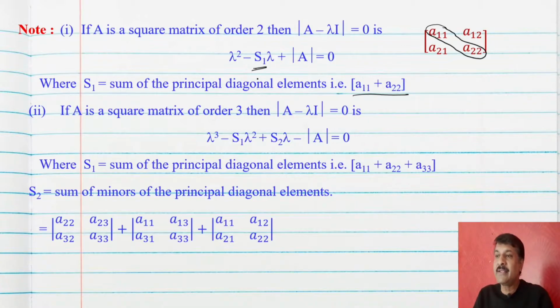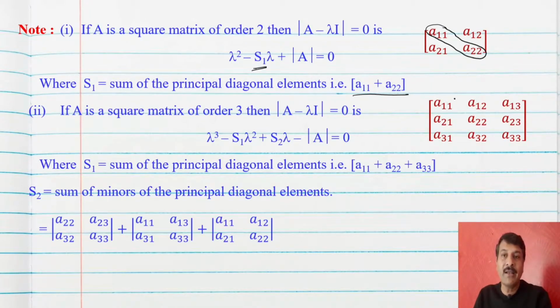And if A is a square matrix of order 3, then the determinant of A minus lambda I equal to 0 is lambda cube minus S1 lambda square plus S2 lambda minus determinant of A equal to 0, where S1 is the sum of the principal diagonal elements, that is A11 plus A22 plus A33. If we consider a matrix of order 3, what are the diagonal elements? A11, A22, A33. So the addition of these diagonal elements.